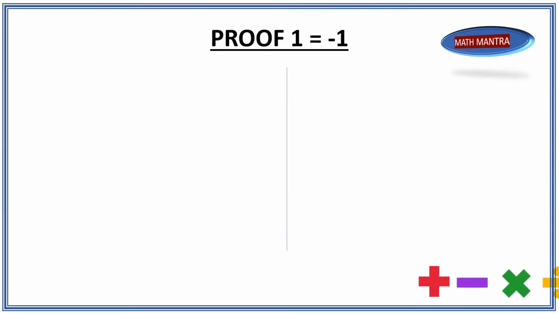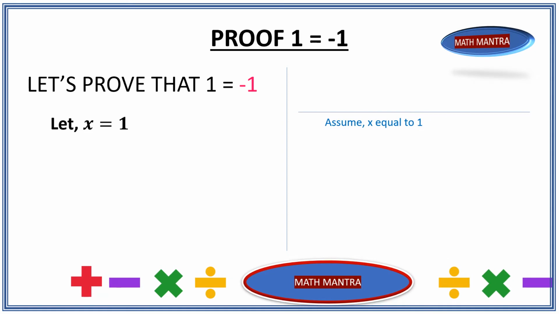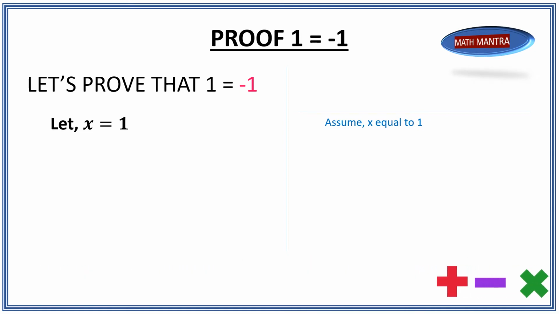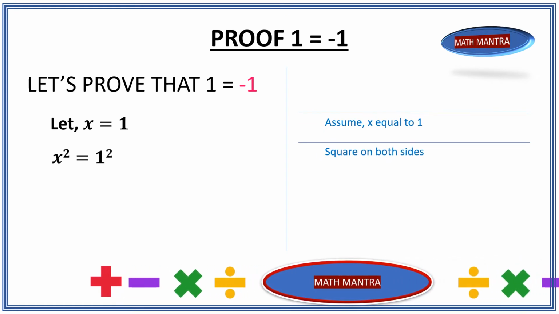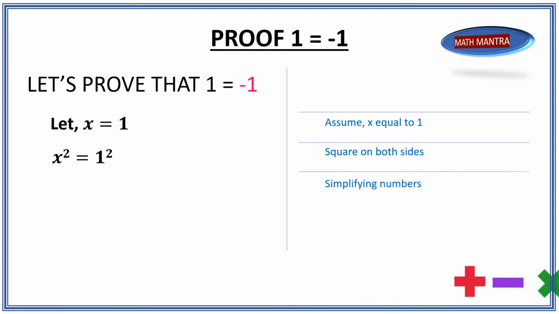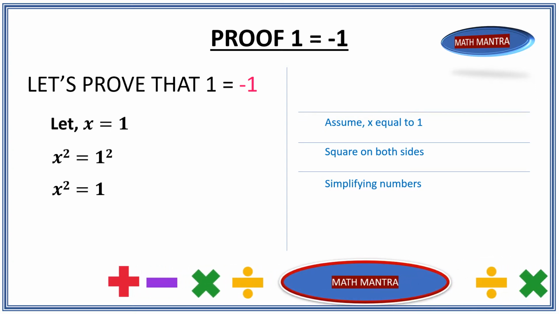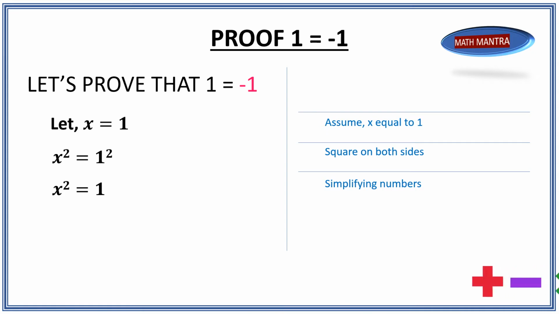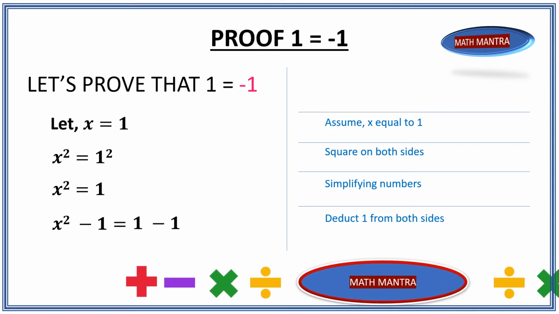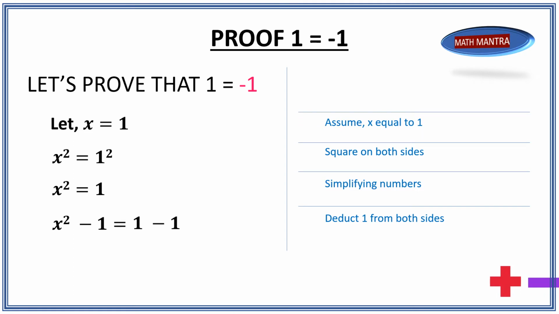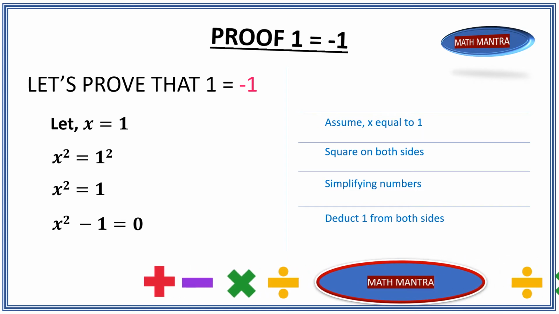In order to prove 1 is equal to minus 1, let's assume a character x that is a positive integer, and we assign that character equal to 1. So let's assume x is equal to 1. Now we'll square both sides, which is x square is equal to 1 square. Simplifying, 1 square we all know is 1, so it's going to be x square is equal to 1. Once we're done simplifying, we'll just deduct 1 on either side. So the equation will become x square minus 1 is equal to 1 minus 1. As we know, 1 minus 1 is equal to 0. By simplifying, it will essentially become x square minus 1 is equal to 0.